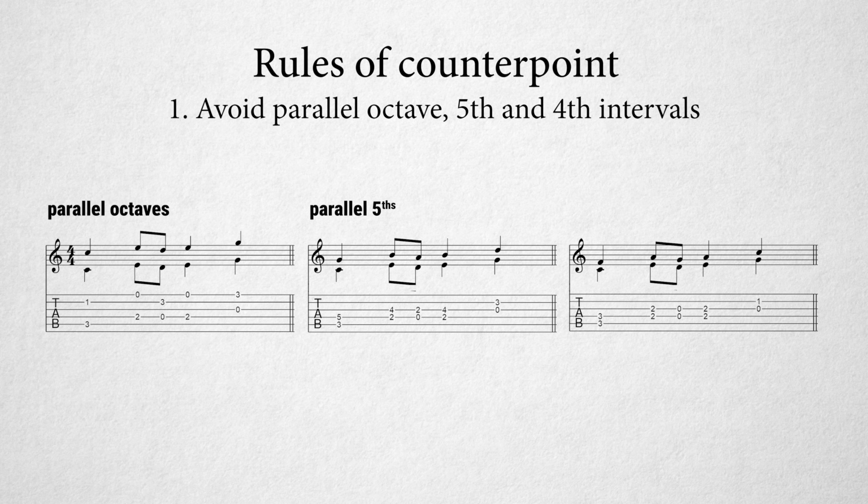From a classical perspective, there are many rules for counterpoint. But for modern music, there are 2 in particular that you should know. Now, one rule is that in counterpoint, parallel octaves, fifths and fourths are never used. And that is because these intervals sound much more like a thickening of the top voice than independent notes. They sound more like one note instead of 2.